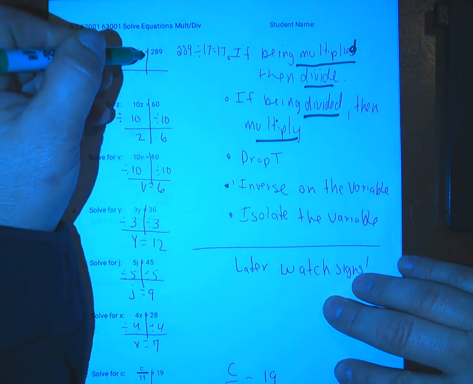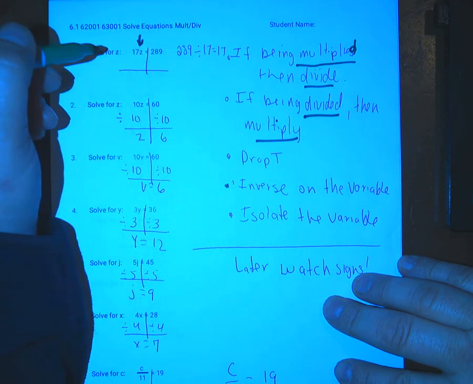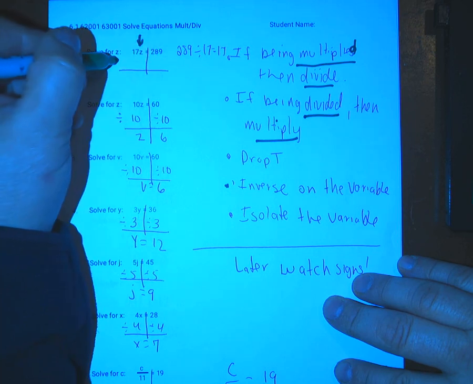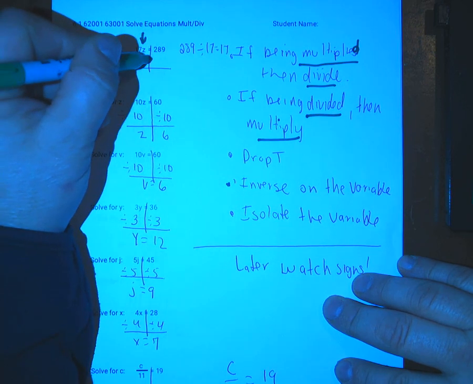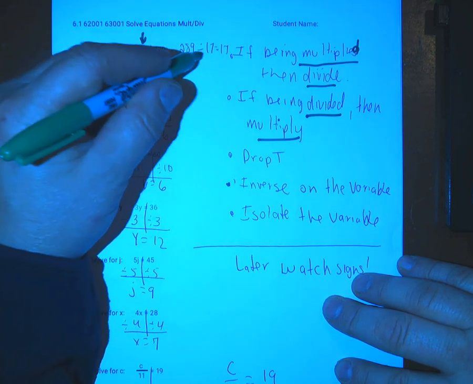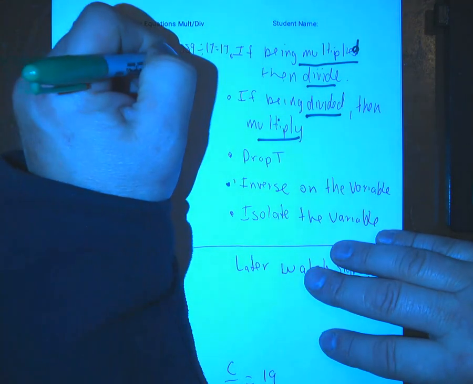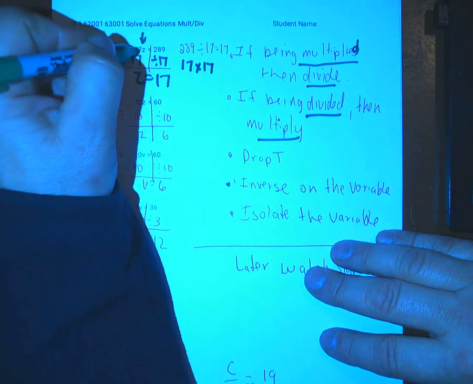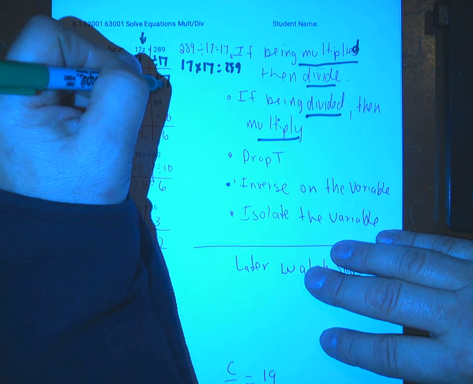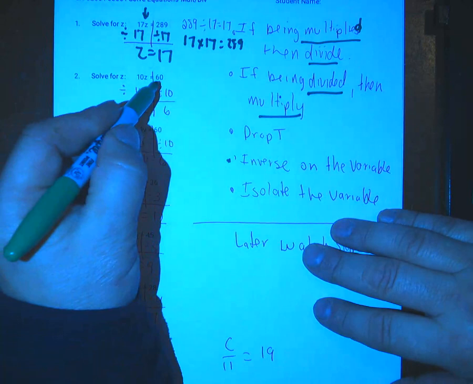Here I have 17 times z is equal to 289. That means some number that I can substitute in for z multiplied by 17 is going to answer 289. So the way to undo that is to divide both sides by 17. Okay, and you can take your calculator, 289 divided by 17, and my answer is 17. What that means is if I just substitute that back in for z, and multiply 17 times my answer, I would get that 289.